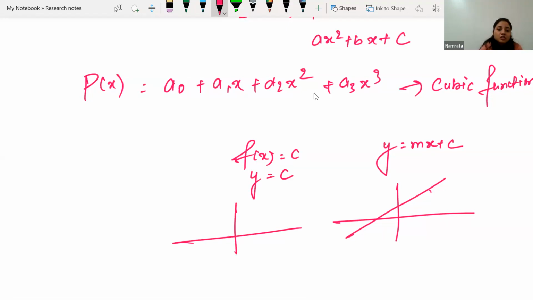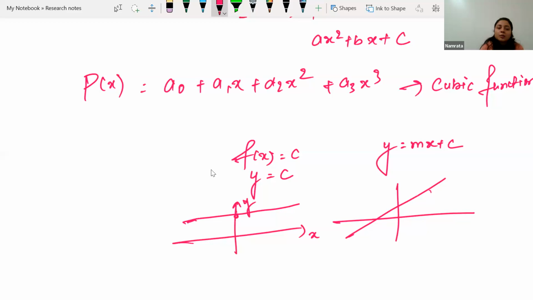Here the graph of a constant function will look like this. This is the x-axis, this is the y-axis, and it will pass like that. Suppose the y value is a constant number. It can be 2, it can be 3, it can be 4. So this is how our graph will look, and here also you can see it's a continuous function.